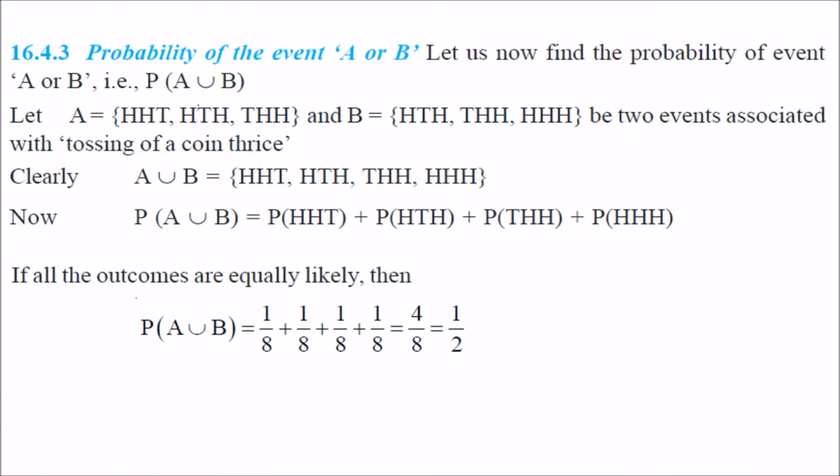What about the probability of event A or B? Either A or B. Let us take two sets. A is this, B is this.